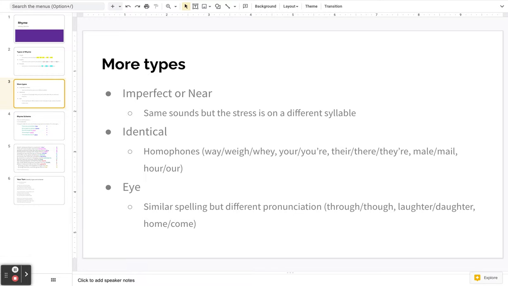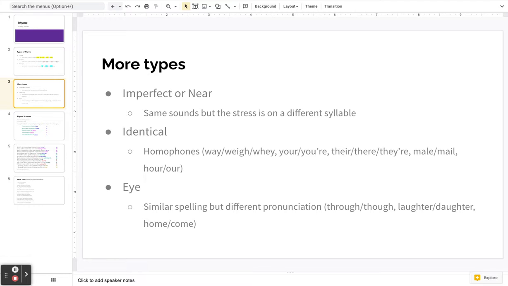Identical are homophones. These are words that sound the same but don't look the same. So way and weigh, your and you're, there and their, male and mail, hour. They're not exactly true rhymes because they're basically the same pronunciation. Okay, if you're using the same word over and over again, that's not a rhyme. That's just repetition of a word. And so, identical rhymes are different words technically, but they sound the same.